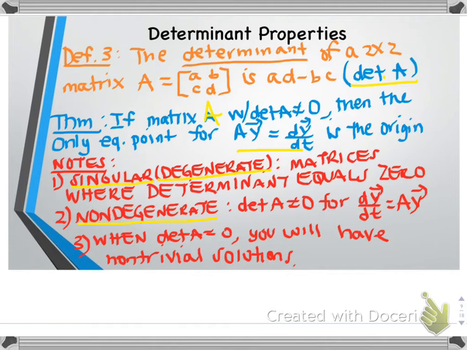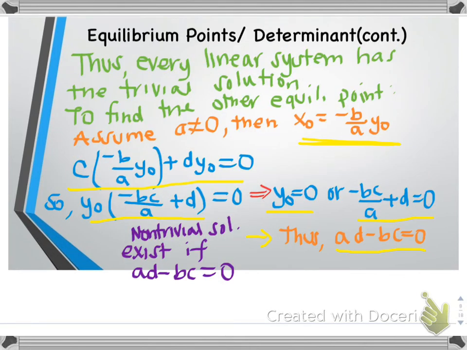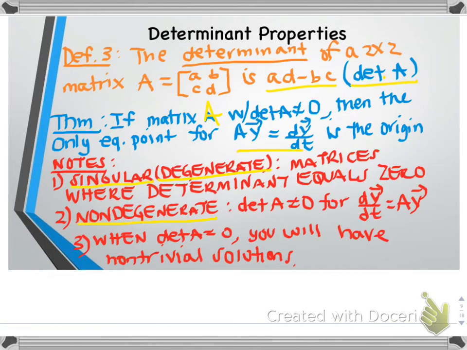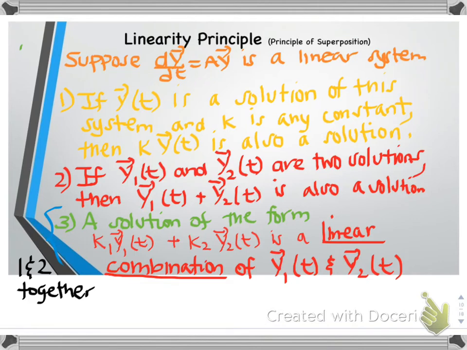And when the determinant of A equals 0, you will have non-trivial solutions, right? Because again, the determinant of A is AD minus BC, which we just proved on this last slide, that we'll have non-trivial solutions when AD minus BC equals 0. Okay? Hope that made sense.